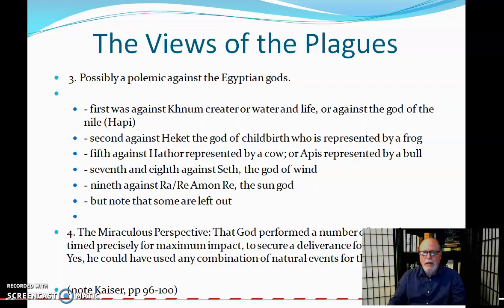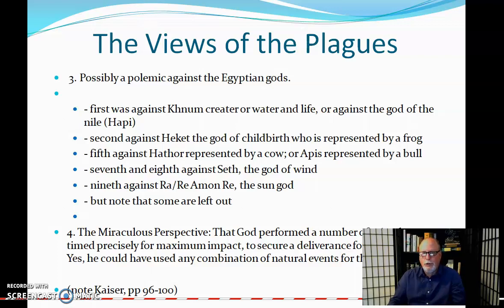The third is that each of the plagues are a polemic of sorts, an accusation or antagonizing of the Egyptian gods. And there certainly were overtones of this. I think that we can draw that conclusion, that the plagues showed clearly God's victory over the Egyptian gods. And you see the correlations that are given here with this view.